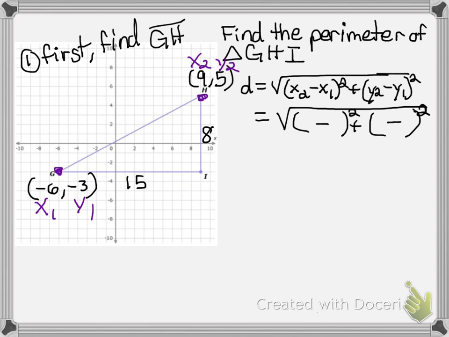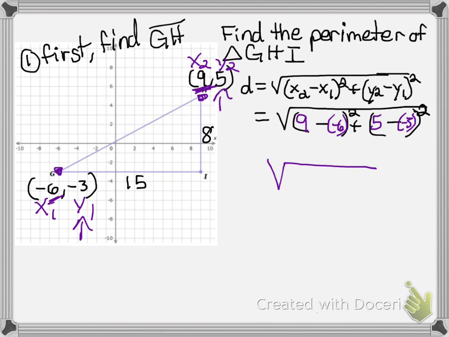The formula says x2 minus x1. So that means I'm doing 9 minus -6. So it'll look like this, 9 minus a -6. You will have that double negative in there. And then for my y2, which is 5, and my y1, which is -3, it's going to be 5 minus a -3.